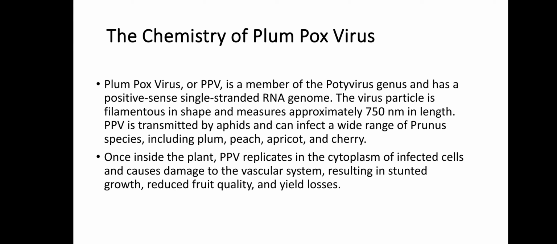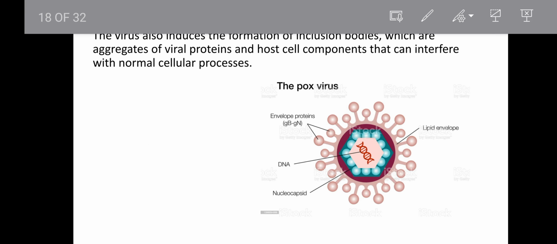Plum pox virus is transmitted by aphids and can infect a wide range of plant species, including plums, peaches, apricots, cherries. Once inside the plant, Plum pox virus replicates in the cytoplasm of the infected cell and causes damage to the vascular system, resulting in stunted growth, reduced fruit quality, and yield losses.